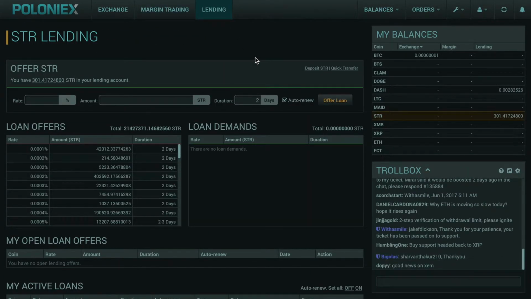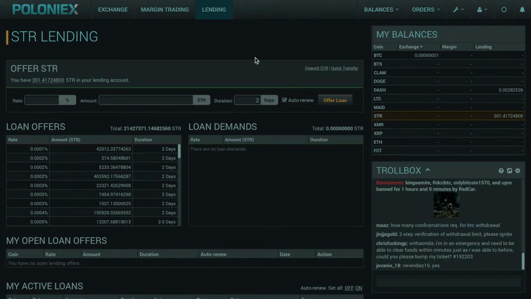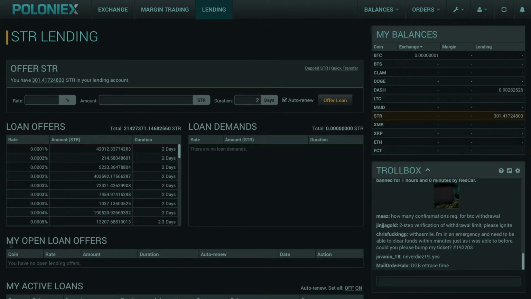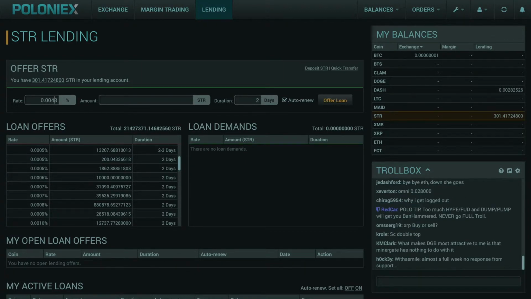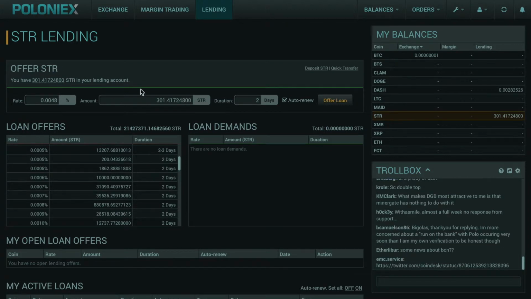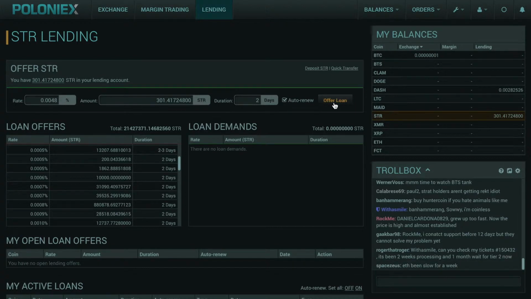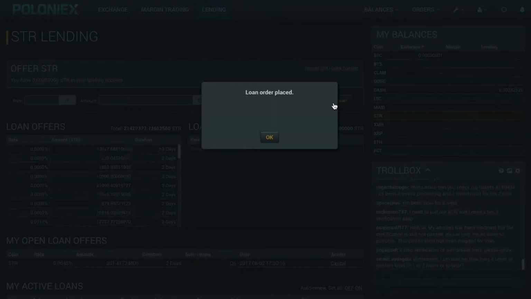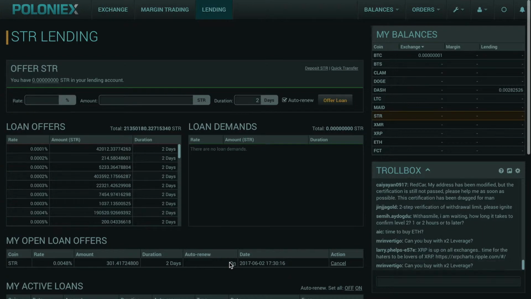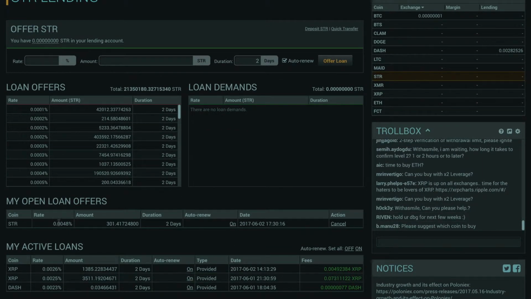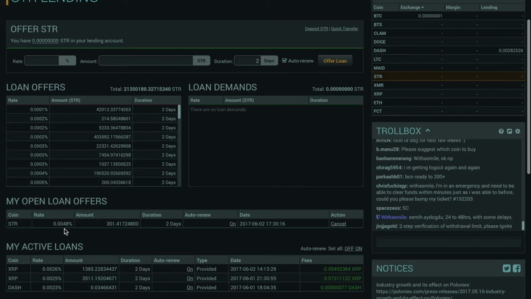It's the place where liquidity is provided to margin traders, and it is the safest way to earn money. You need only indicate the interest you want to lend at, let it be this one, and the amount you want to lend. Set duration, it would be 2 days, and check the auto renew box if you like. And offer loan. Here your loan is offered, and once someone decides to borrow at this rate, it will be placed into your active loans and you will actually earn your fee.